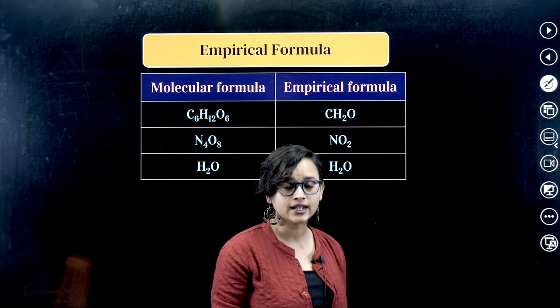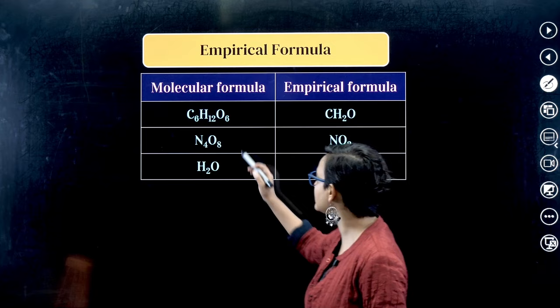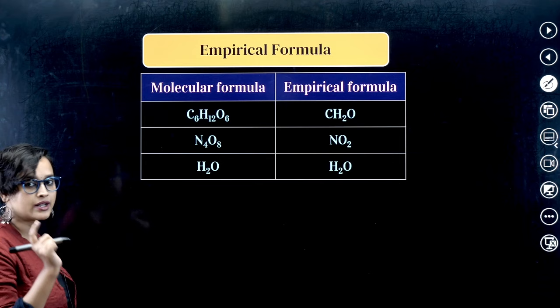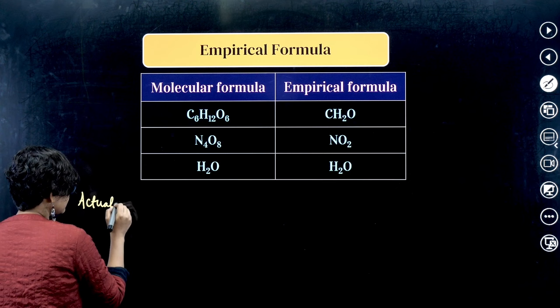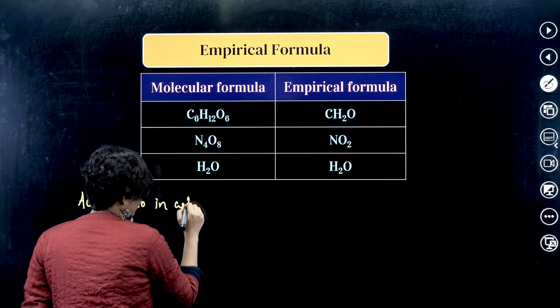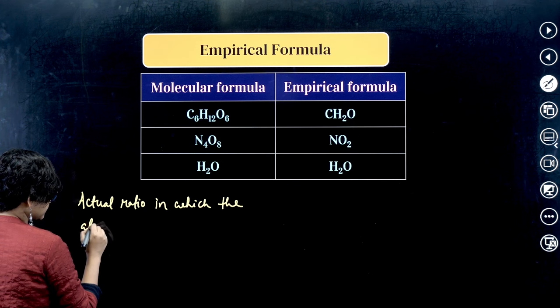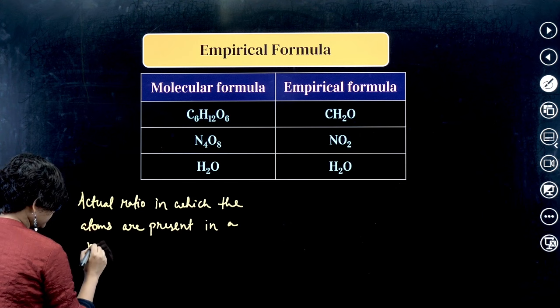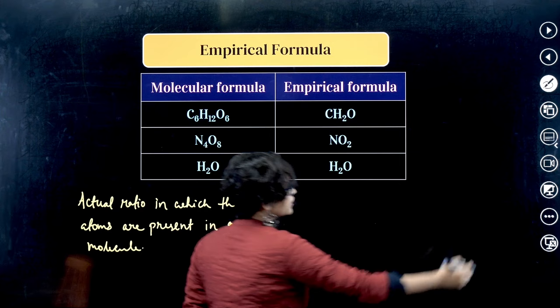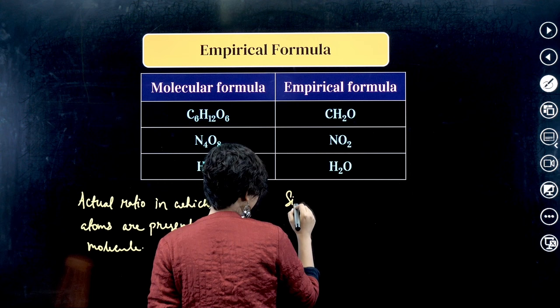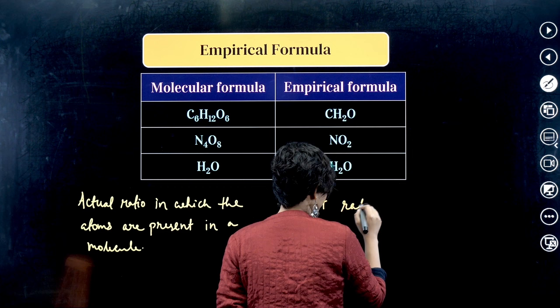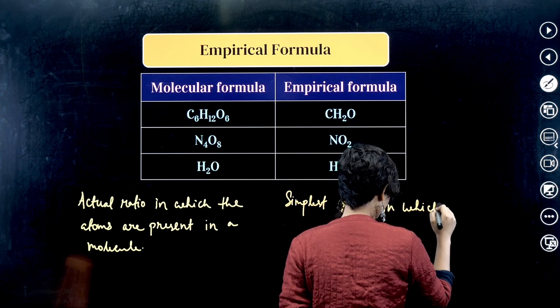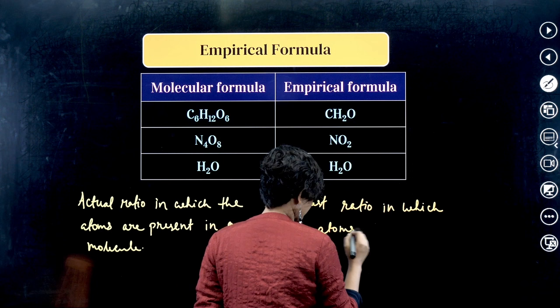All right. Now let's come to empirical formula and molecular formula. What is the difference? Molecular formula is basically the actual ratio in which the elements are present. What is molecular formula? Actual ratio in which the atoms are present in a molecule. And what is empirical formula? Empirical formula is the simplest ratio in which the atoms are present.